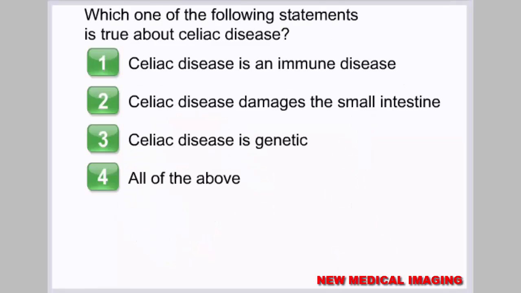Which one of the following statements is true about celiac disease? Choose one of the following options. 1. Celiac disease is an immune disease. 2. Celiac disease damages the small intestine. 3. Celiac disease is genetic. 4. All of the above. Correct.